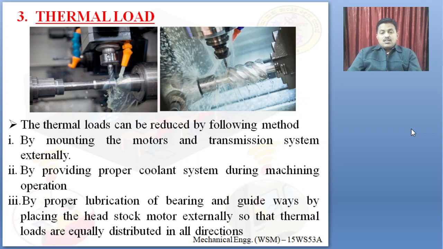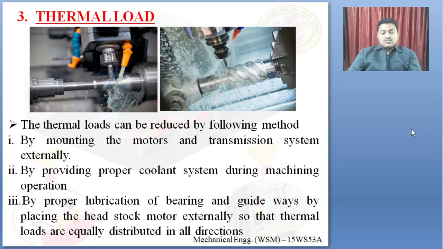How to reduce the heat source in CNC machines? By mounting the motors and transmission systems externally, if you mount them outside, the heat will be dissipated to the environment easily, so you can reduce the thermal loads. By designing a proper coolant system, this is very important. The cooling of the workpiece, the cooling of machine tools and the cooling of the entire CNC machine is very important. Next is proper lubrication for bearings and guideways, and placing the headstock motor externally so that thermal loads are equally distributed in all the directions.